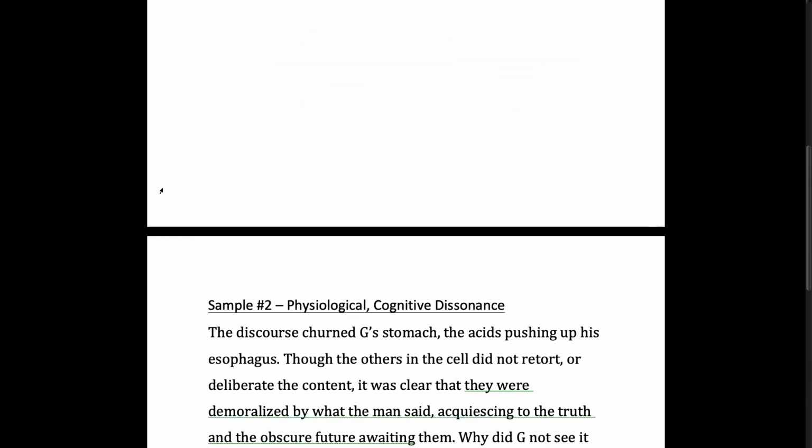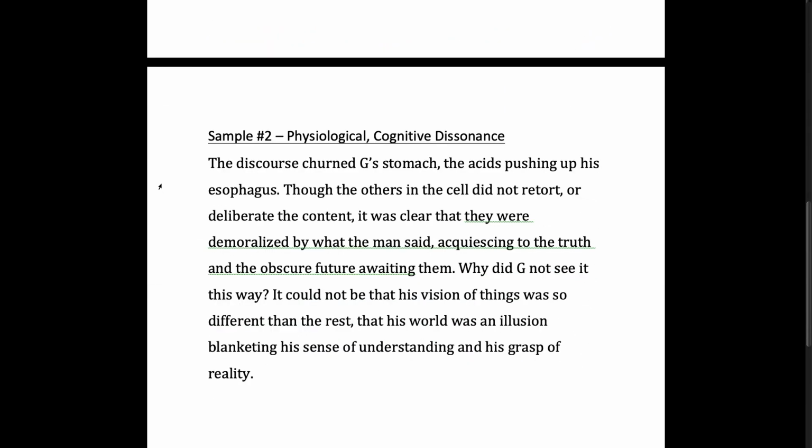Going on to our second example, Schachter-Singer two-factor effect. Again, we see a physiological response and then some more cognitive processing or cognitive dissonance. The discourse churned G's stomach, the acids pushing up his esophagus. This is very much physically things going on. Though the others in the cell did not retort or deliberate the content, it was clear that they were demoralized by what the man said, acquiescing to the truth and the obscure future awaiting them. Why did G not see it this way? It could not be that his vision of things was so different than the rest that his world was an illusion, blanketing the sense of understanding and his grasp of reality.